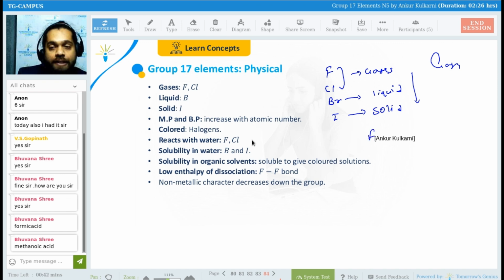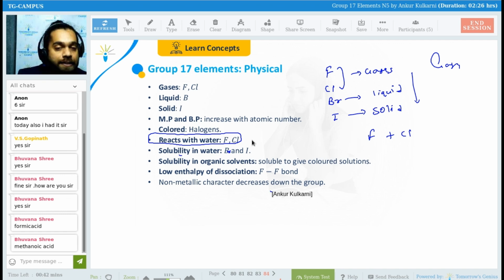Fluorine and chlorine, since they are gases, react with water. Please remember, fluorine and chlorine react with water. Bromine and iodine are soluble in water.